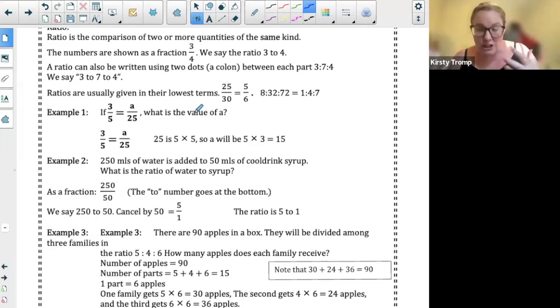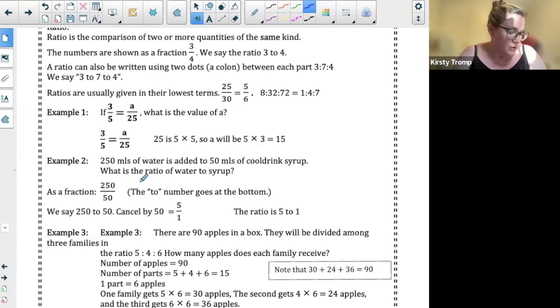And you're looking at the ratios there, okay? And you're putting 250 mils of water and 50 mils of juice. Now, what is the ratio there? So you're going to put your 250 over your 50. When you simplify that, what is it giving you? It's giving you 5/1, or 5:1.